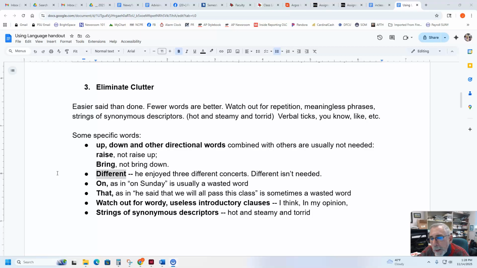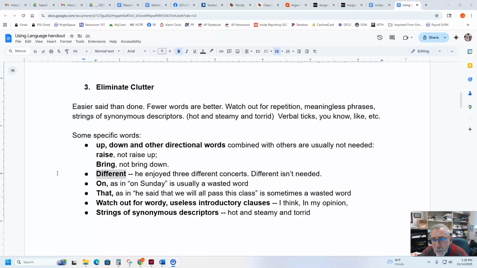Okay, the word different. An example would be saying that he taught 3 different classes. Well, yeah, of course there were different classes. He taught 3 classes. The word on with a day or a date is frequently not needed. The word that, as in he said that we will all pass this class. In other words, he said we will all pass this class. The word that is frequently not needed. It's sometimes a wasted word.